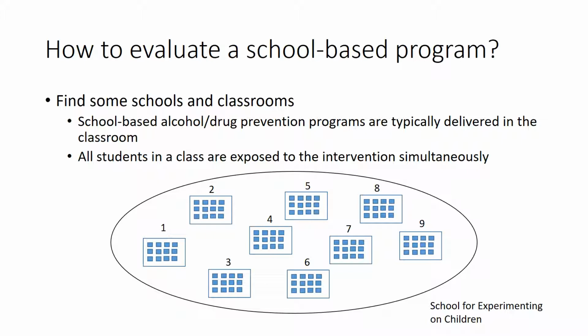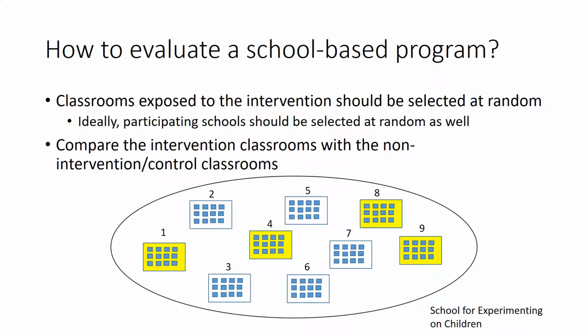So you really do the intervention to whole classrooms at the same time. What this does is that it means that all the students are exposed to the intervention simultaneously. It's not given on an individual level, it's given at this small group level. Now, ideally, the classrooms you expose to the intervention would be selected at random. And this can be done pretty easily.